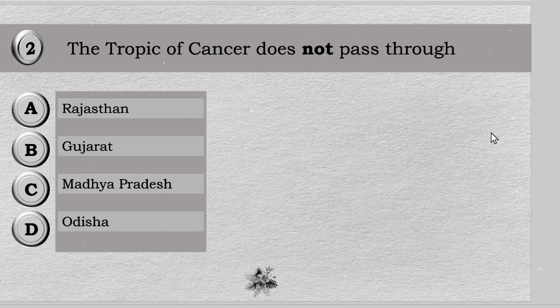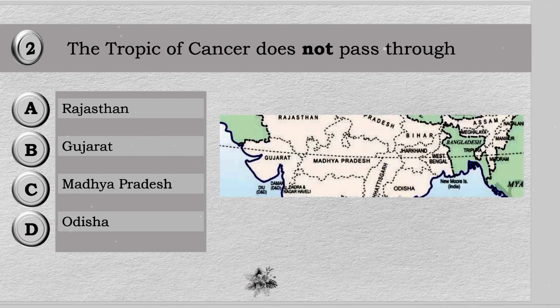Moving on to the next question, the Tropic of Cancer does not pass through which of the following states? The correct answer here would be option number D, which is Odisha. Let us see the map and figure out the states from which the Tropic of Cancer passes. It actually passes through 8 states.